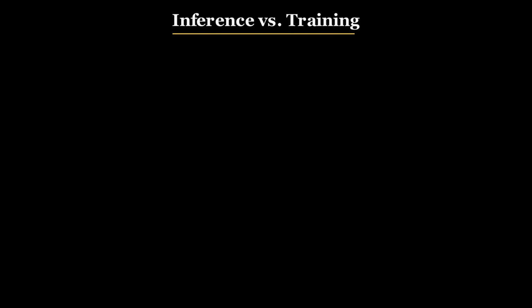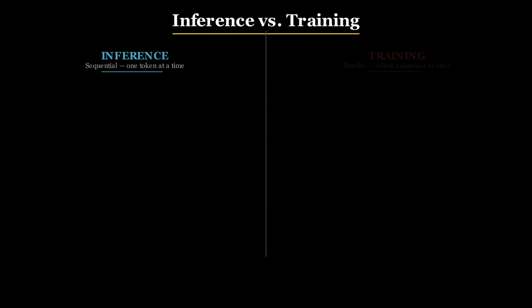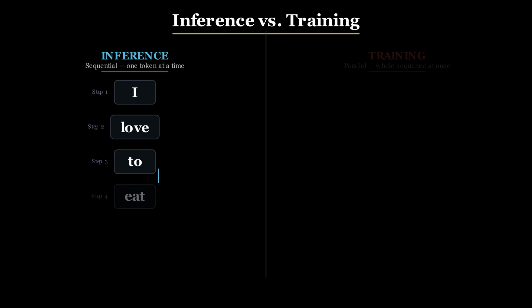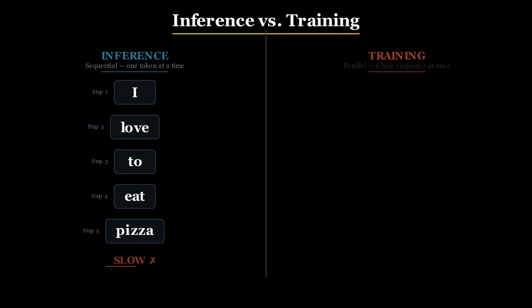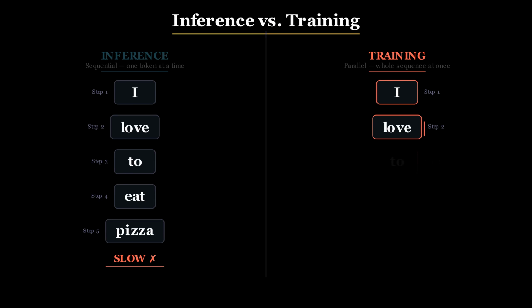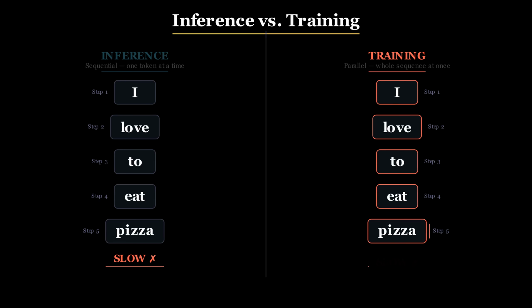So during inference, which we just saw, the model is forced to generate text sequentially, one token at a time. Think about it. Even you and I speak one word at a time. You don't blurt out the entire sentence instantly. Each word comes from what you just said. LLMs work the exact same way when generating text. But if we use the same sequential approach during training, it would be just as slow. We'd have to process each token one by one for millions of training examples. That is simply not viable.